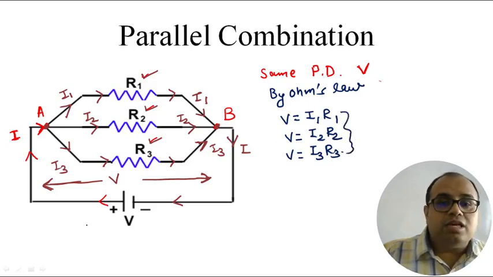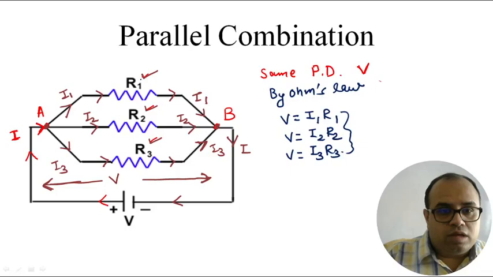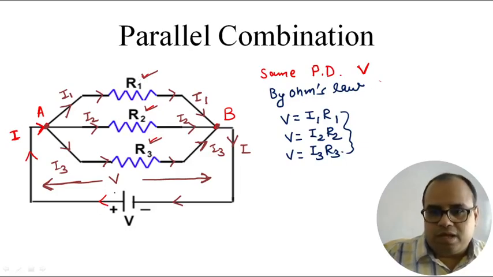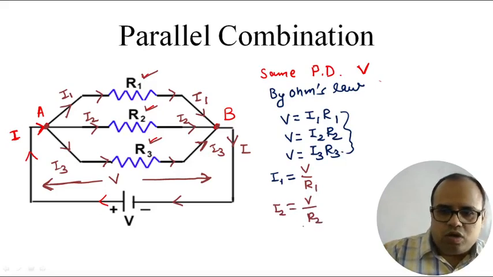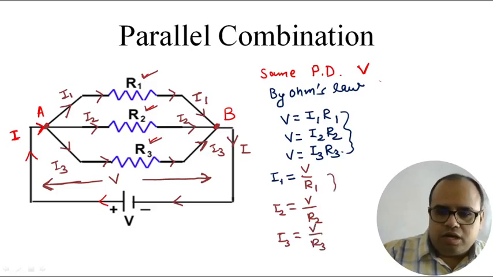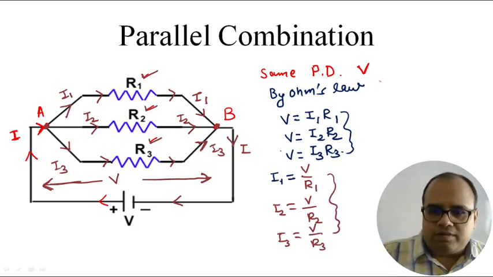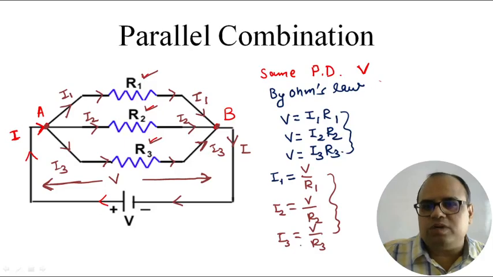These are the expressions when we apply Ohm's law in resistances R1, R2 and R3. Let's find the values of I1, I2, I3 from here. I1 is equal to V upon R1, I2 is equal to V upon R2, and I3 is equal to V upon R3. So these are the values of current.